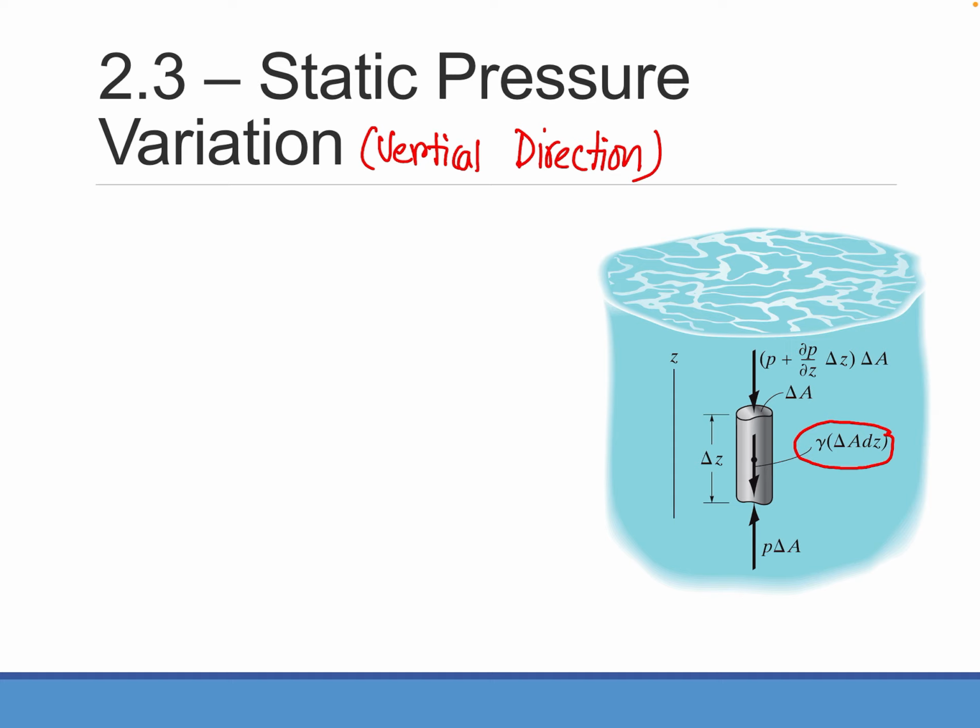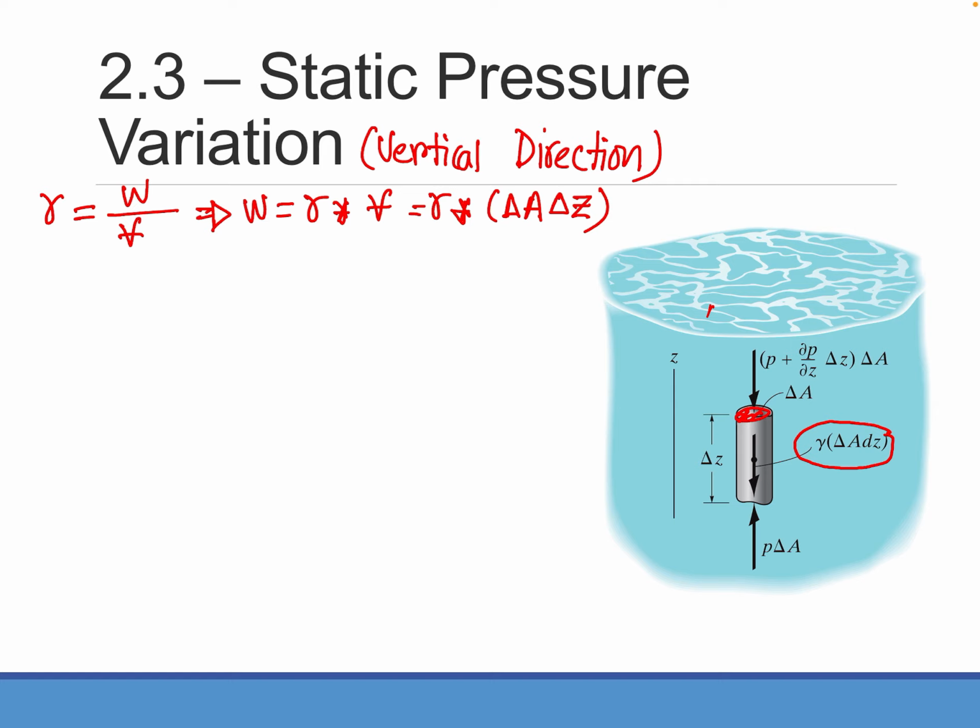So why are we writing gamma instead of weight? Let's start from the specific weight, which is weight over volume. So weight will be gamma times volume. For this tube, this is the cross sectional area delta A, and this is the height delta Z. So basically the volume will be delta A delta Z, and that's what they wrote here, delta A dz for volume.